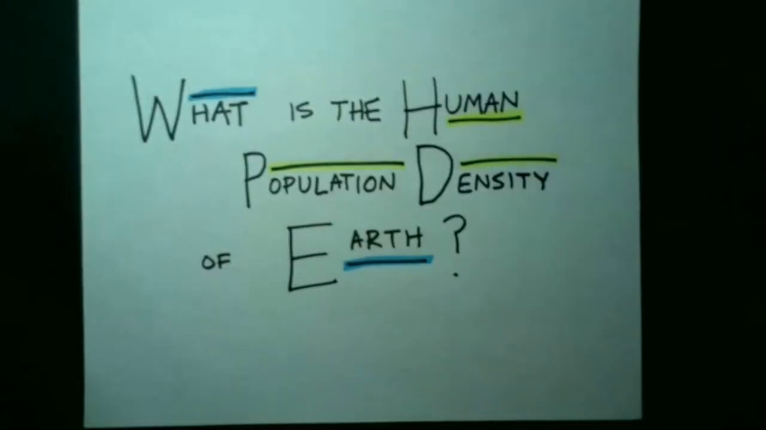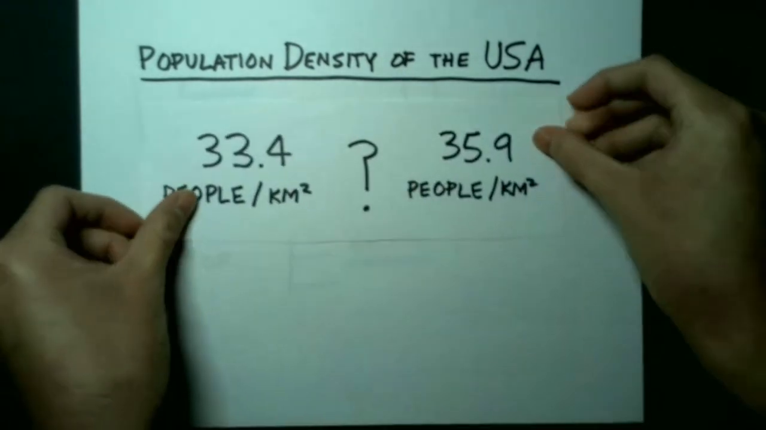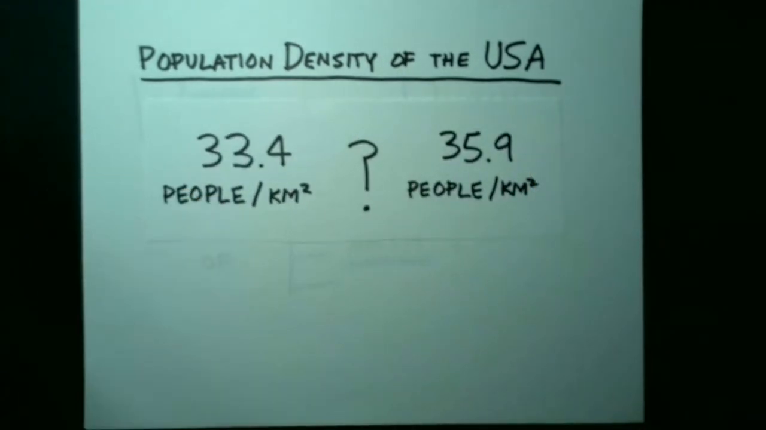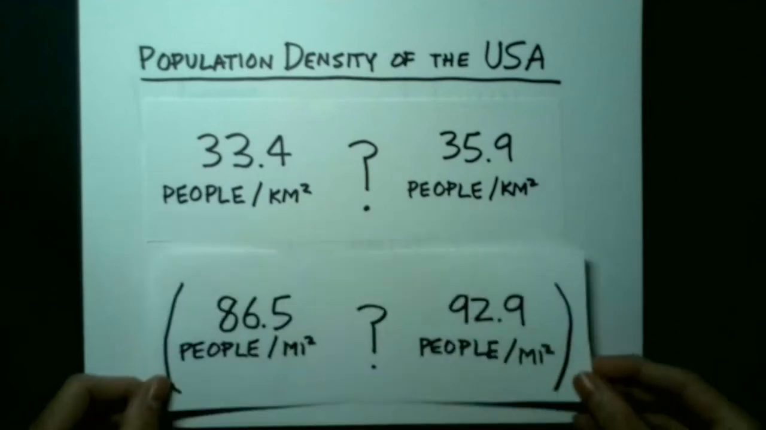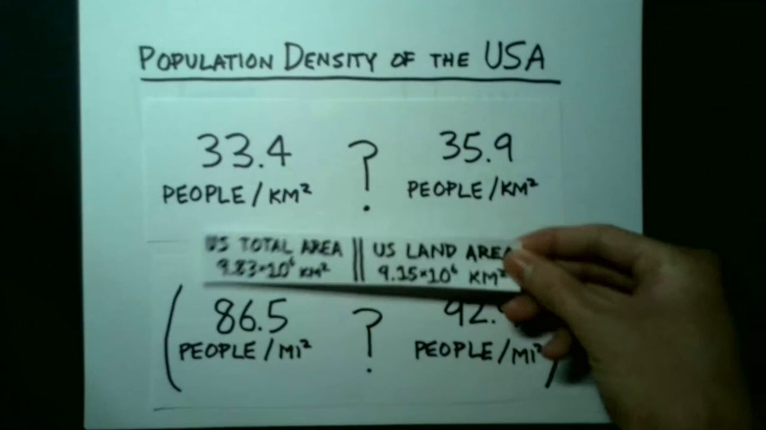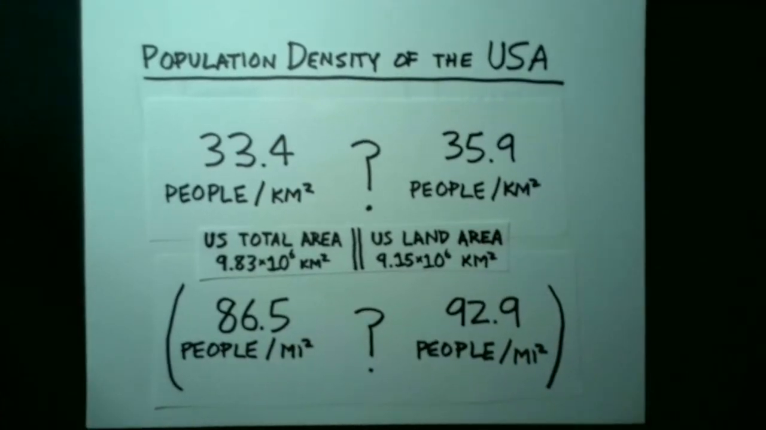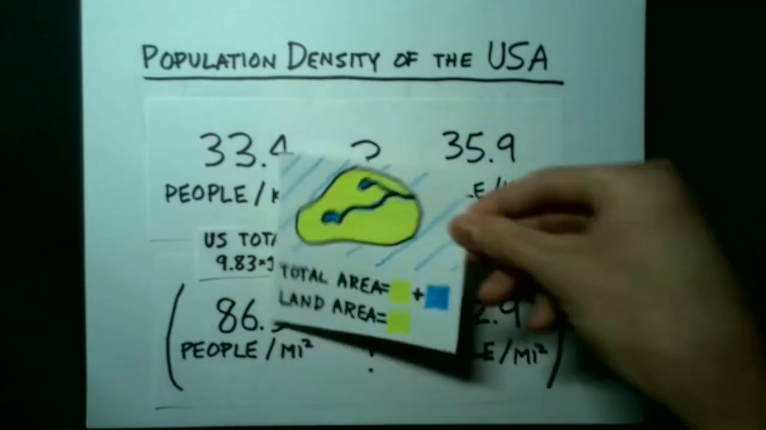Here's two different numbers you might see for the population density of the United States. 33.4 people per square kilometer and 35.9 people per square kilometer. Actually, if you're American, you'd probably not see these numbers either since they use kilometers, so here you go. Why the two different numbers? The first number uses the most common figure for the area of a country, total area. The second number uses another such figure, the land area. The difference between the two figures is the area of a country covered by inland waters.